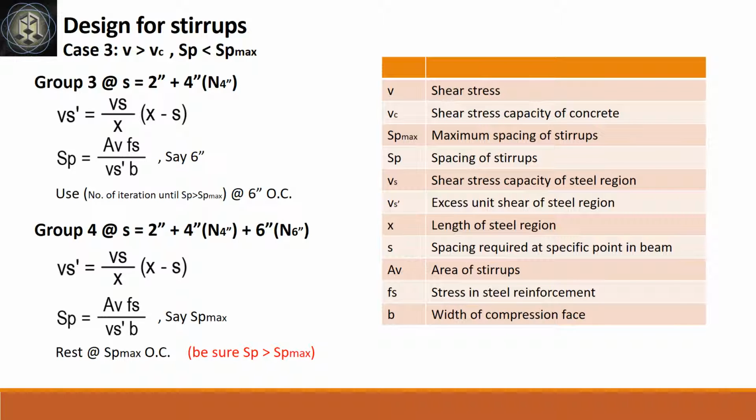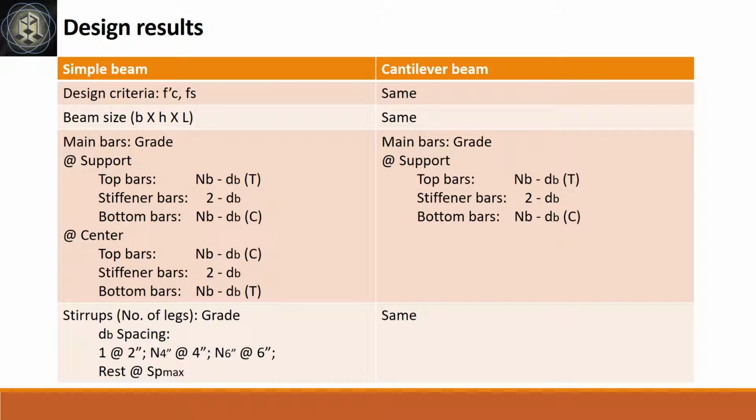Group 3. Continue to check for web stresses until the spacing of stirrups is greater than or equal to maximum stirrup spacing. Use the number of iterations for 6 inches spacing. Group 4. As for the final check of web stress, be sure that the spacing of stirrups is greater than maximum stirrup spacing and designate that as rest at maximum spacing. Follow the simple beam and cantilever beam format below.